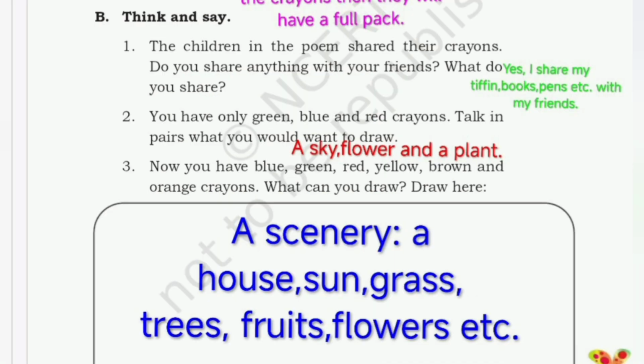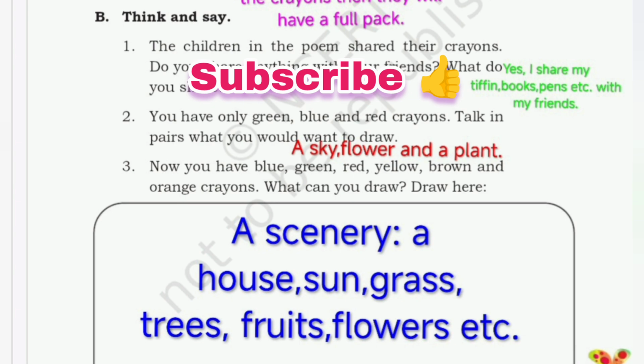B. Think and say. First, the children in the poem shared their crayons. Do you share anything with your friends? What do you share? Yes, I share my tiffin, books, pens, etc. with my friends. Second question is, you have only green, blue and red crayon. Talk in pairs what you would want to draw. We can draw a sky with blue color, flower using red color and a plant using a green color.